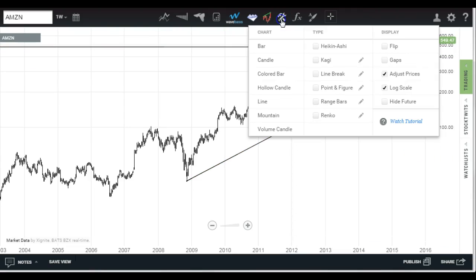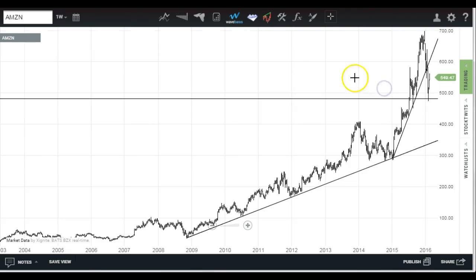If we put it back to linear, it looks like it actually bounced off that supposed support level. So perhaps Amazon is not going to be cratering. It's not going to be going too far lower. Maybe it's going to test that level again just under 500. Anyway, it's just a difference in using the log versus the linear.